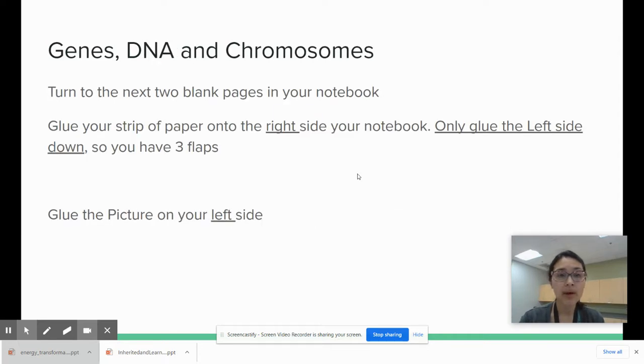Okay, so you will have to do notes in your notebook. So you're going to turn to the next blank page in your notebook and for my students in school, you'll be gluing your notes in there. Otherwise, those at home, you guys will be just writing the notes down. But those in school, you guys will have a strip of paper and you're going to glue that to the right side of your notebook.